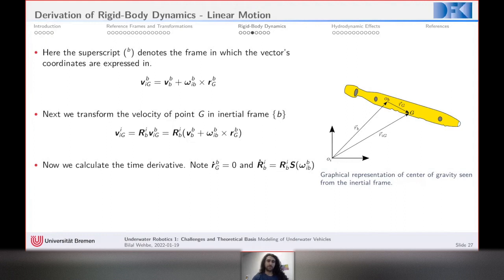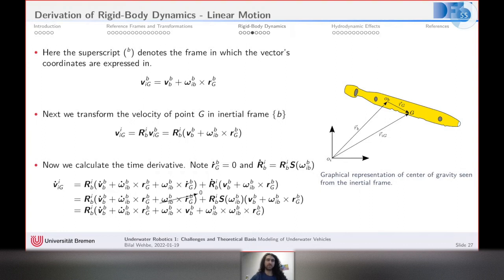Now, note that, as I mentioned also before, the time derivative of this vector RGB, no matter in which frame it is, is going to be 0. And the time derivative of the rotation matrix is going to be given by this formula here. So it's the rotation matrix times this Q of omega in body frame. If we calculate the time derivative, here's a little bit of mathematics. I'm not going to go through it in much detail, but basically the only thing that we're trying to do here is from this relation we get the time derivative.